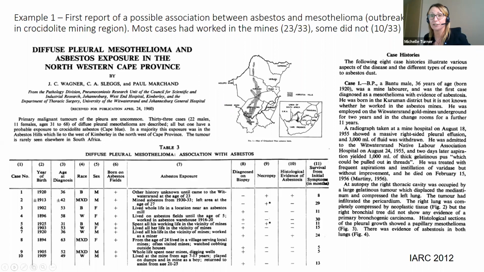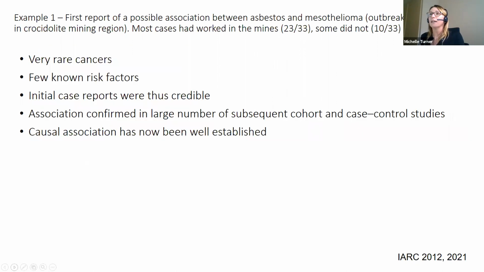So it's a fairly detailed description, and then they have this table in the publication that also summarizes all 33 of the cases. It provides information on their year of birth, their age at diagnosis, race, sex, and whether they were born in this area in South Africa where the asbestos is found. It also gives a fairly detailed summary of all of the asbestos exposure history of these 33 people, and then information about their clinical experience and their survival.